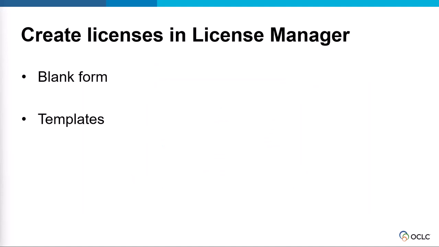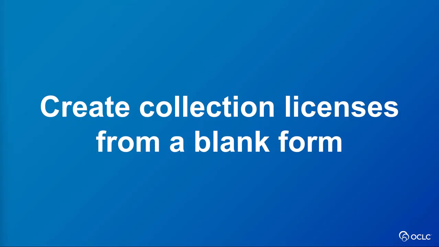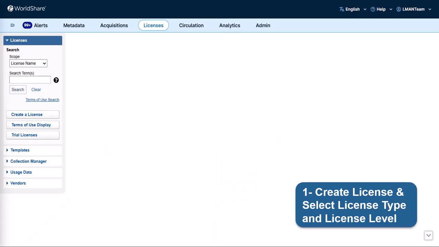You have two options to create licenses: from a blank form or from templates. Let's start with creating collection licenses from a blank form. After logging into your License Manager account, click the Licenses tab located on the top menu. Then, on the left side panel, click Licenses accordion to expand it. Next, click Create a License button.